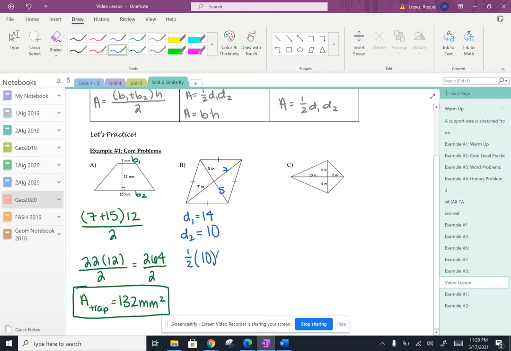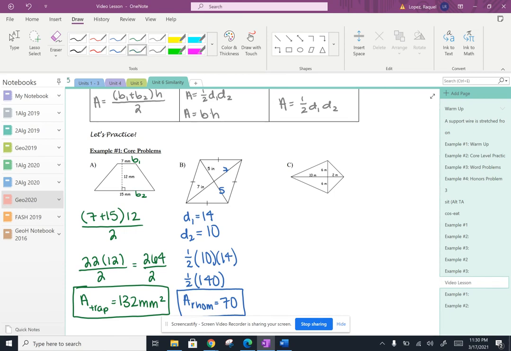So 1/2 times 10 times 14. I'm going to do 1/2. 10 times 14 is 140. And then 140 times 1/2 is 70. So the area of the rhombus is 70.